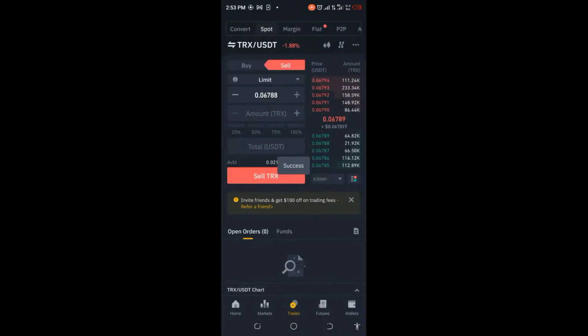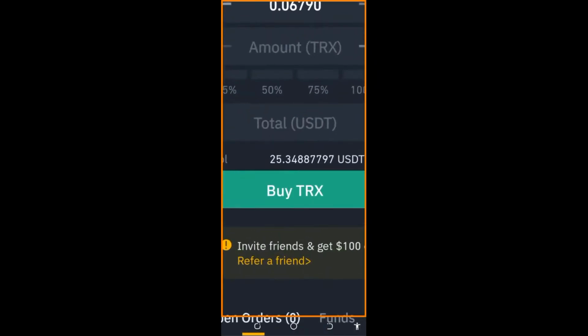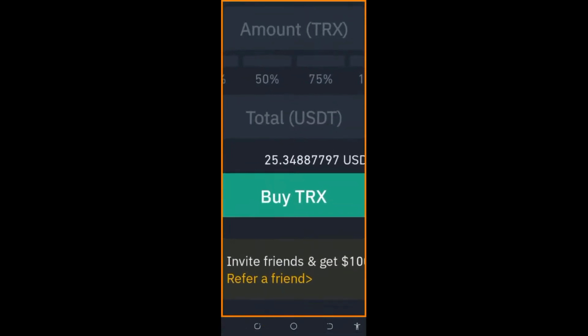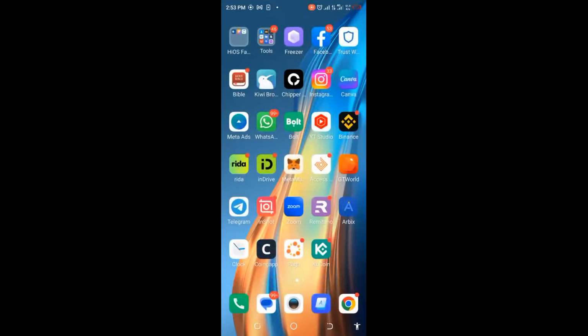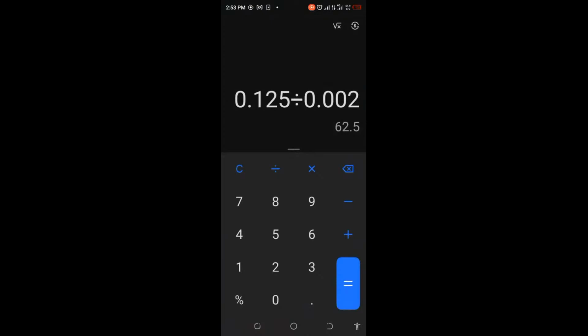Okay, so now let's go back and see what we have. Well, we made profit actually, but don't forget we had a lot of transfer fees. You can see here, it started out at 25.28, okay? And so here we are at 25.34. 25.34 minus 25.28, that's 6 cents.